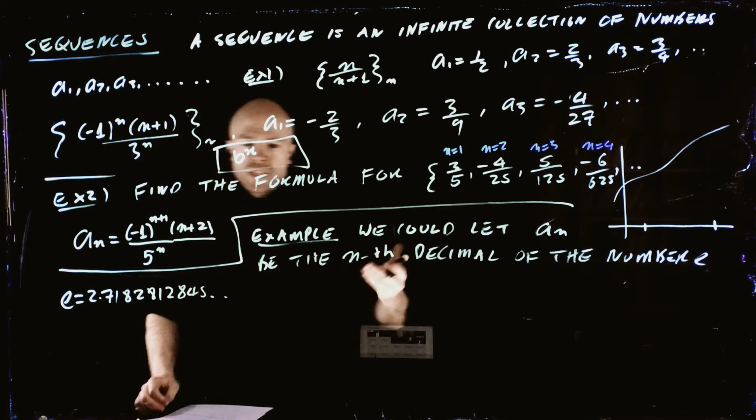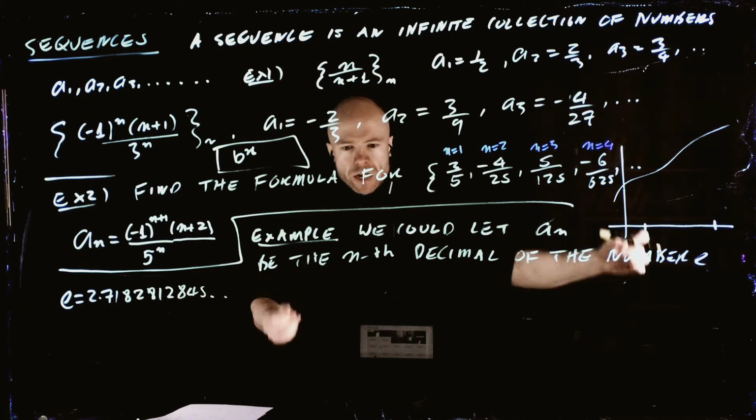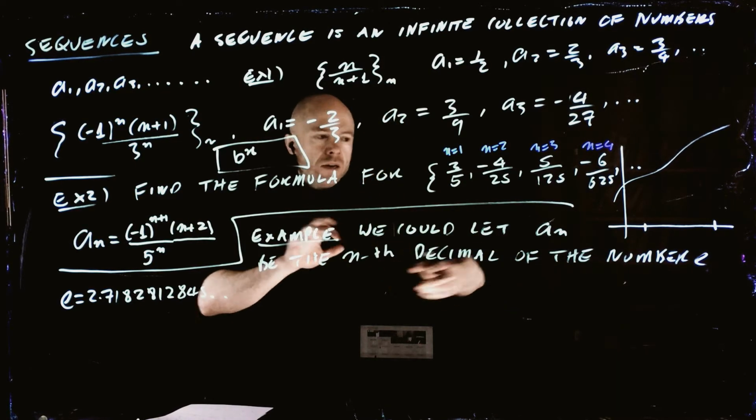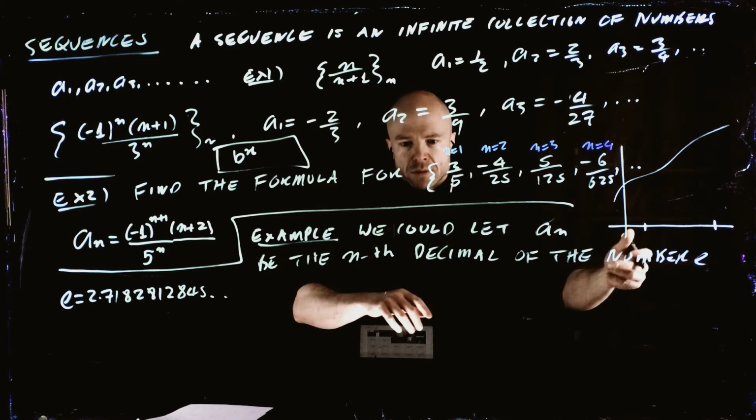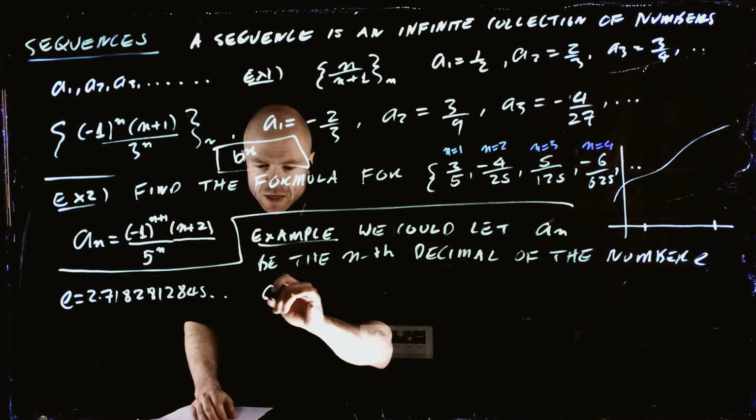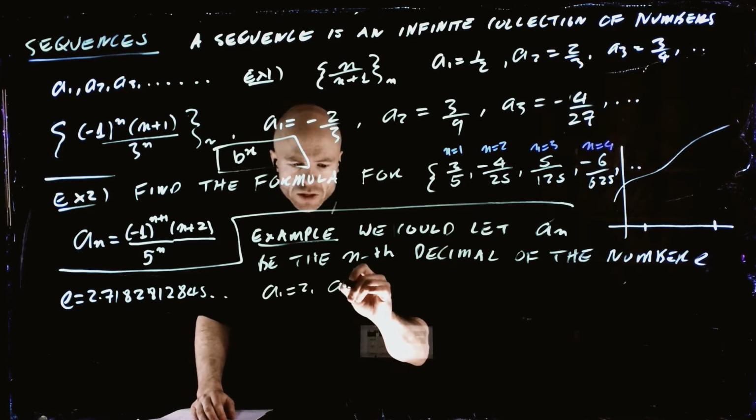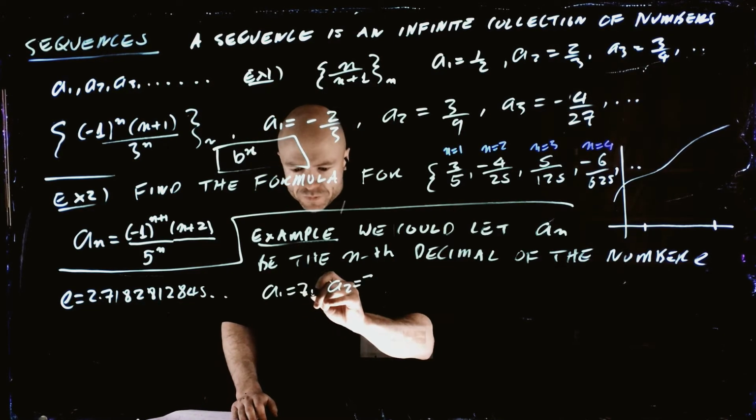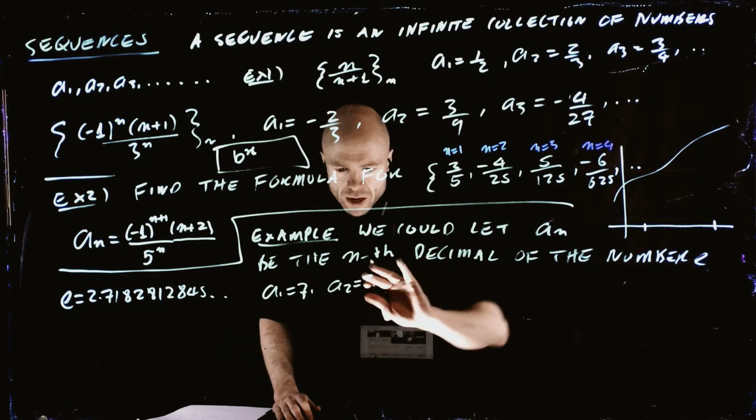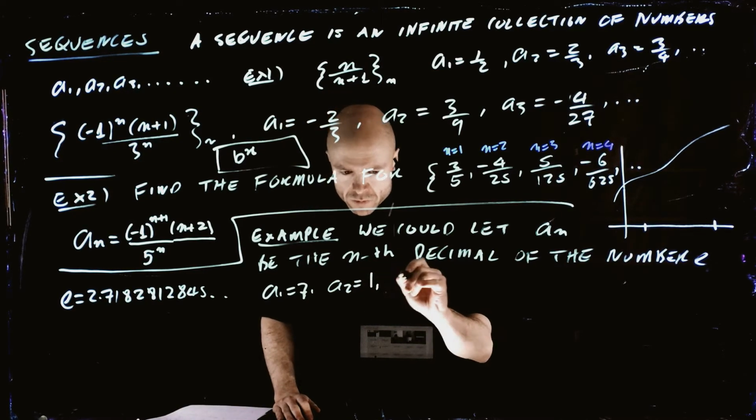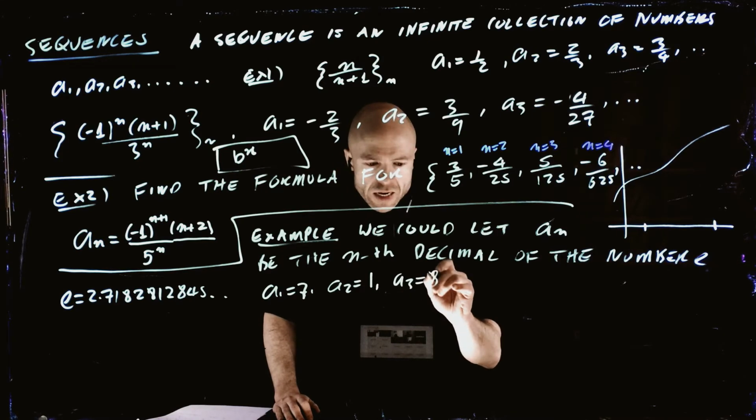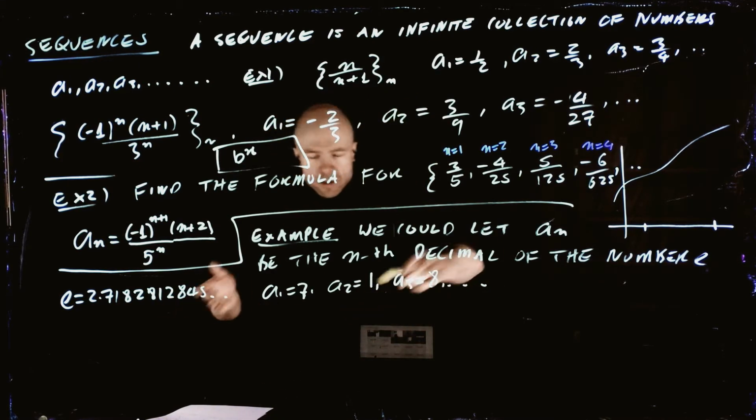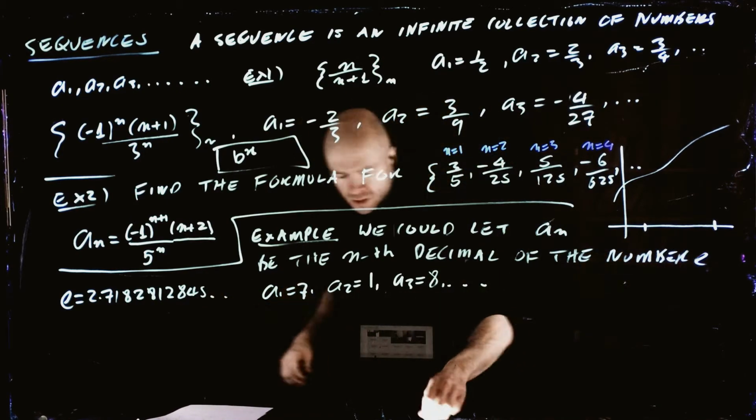2.718281284 and so on and so on. It's like a number like pi, a so-called irrational number which has an infinite decimal expansion. Yeah? And we can define an to be the nth decimal point of this. So then a1 would be 7, a2 would be equal to 1, a3 is equal to 8, and so on and so on. Yeah? And that too is a completely well-defined sequence. Okay.